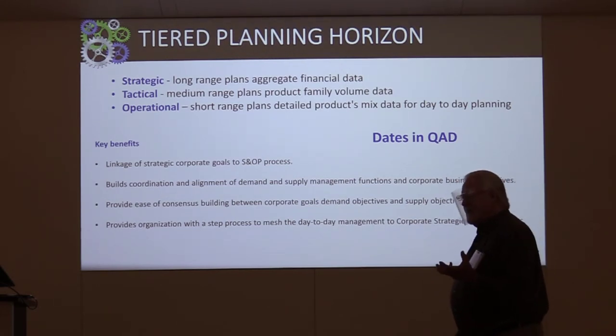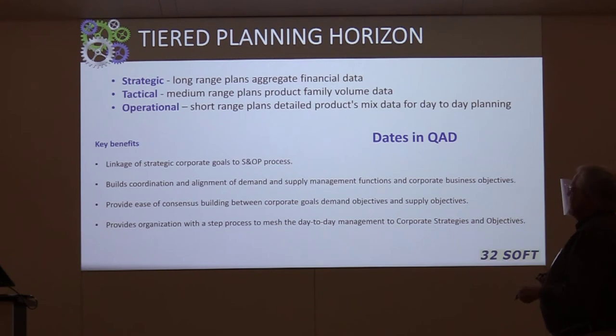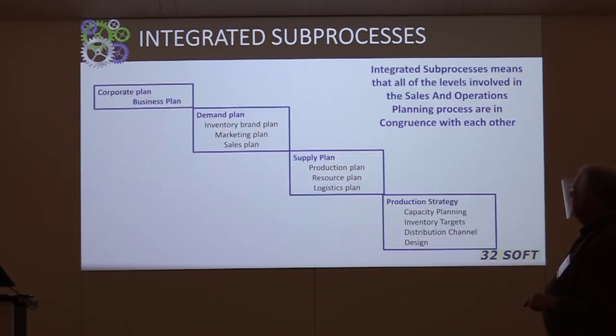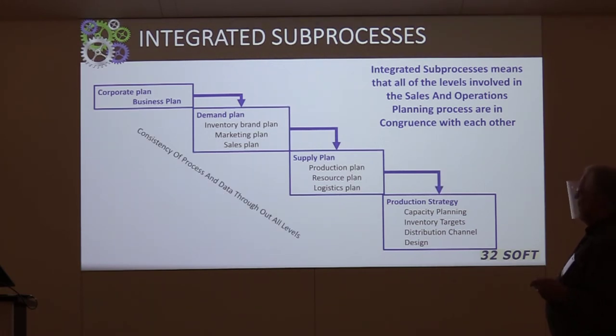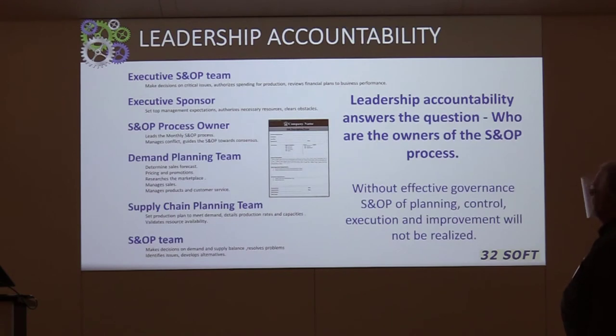How important are dates in QAD? So you need a tiered and controlled planning horizon. You've got to have integrated sub-processes like the business plan, to the demand plan, to the supply chain, to the product strategy. And those all need to be consistent across the entire process. So does anybody have problems with different part numbers, different families, those kinds of things? That all has to be addressed when you're going to get to the point of a good S&OP process.